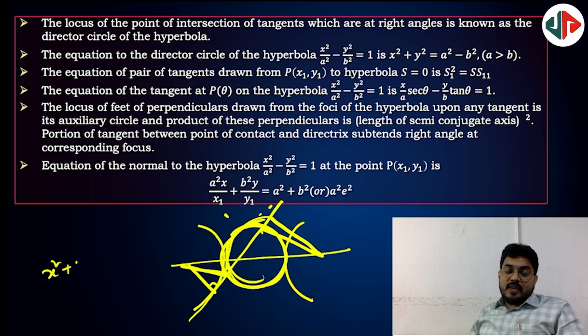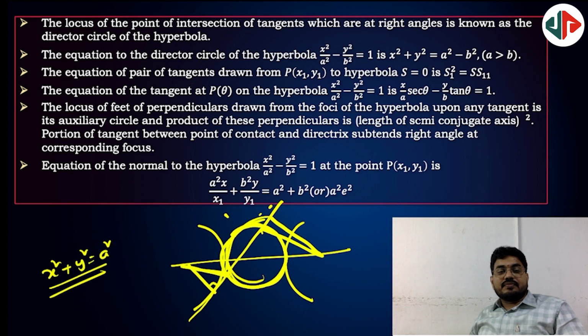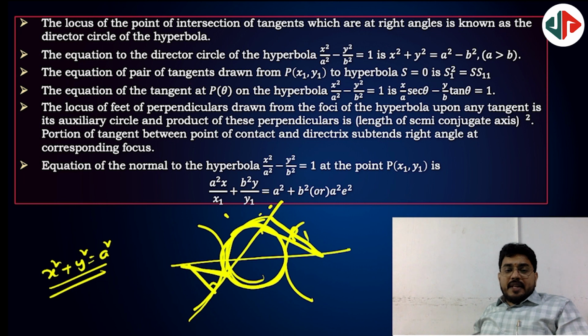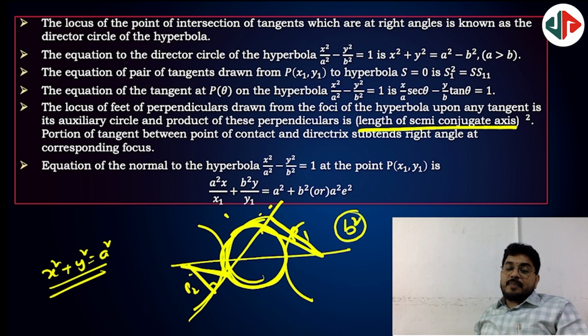This is x square plus y square is equal to a square. Next, the product of the perpendiculars, this P1, P2, is equal to the square of the length of the semi-conjugate axis. So you are going to get b square. If this is P1, P2, then P1 P2 is equal to b square.